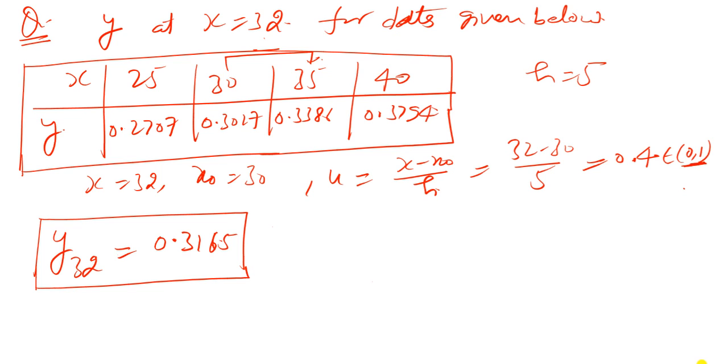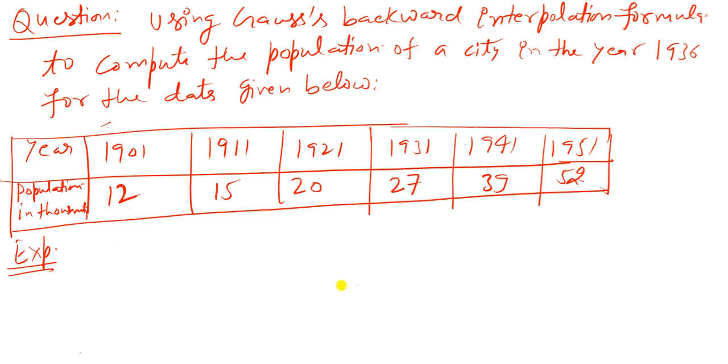Now the second one is the Gauss backward interpolation formula. Here I am taking a question based on the Gauss backward interpolation formula. Using the Gauss backward interpolation formula, compute the population of a city in the year 1936 for the data given below. Year 1901, 1911, 1921, 1931, 1941, 1951, and population in thousands: in 1901 it is 12,000, 1911 is 15,000, 1921 is 20,000, 1931 is 27,000, 1941 is 39,000, and 1951 is 52,000.